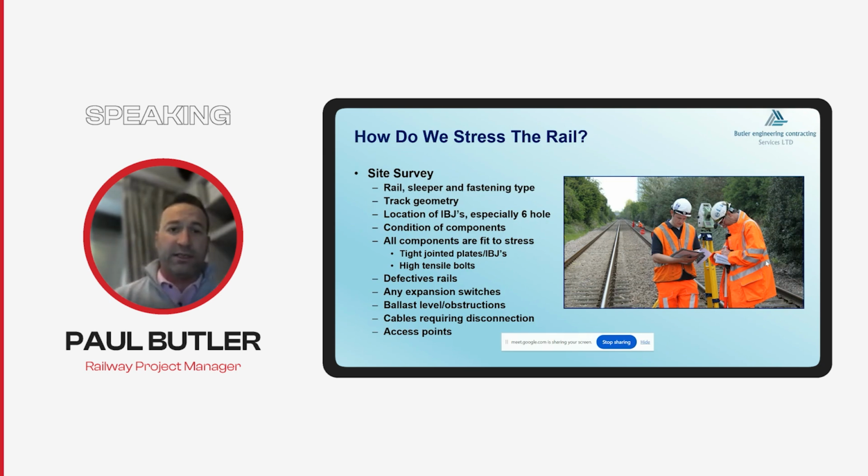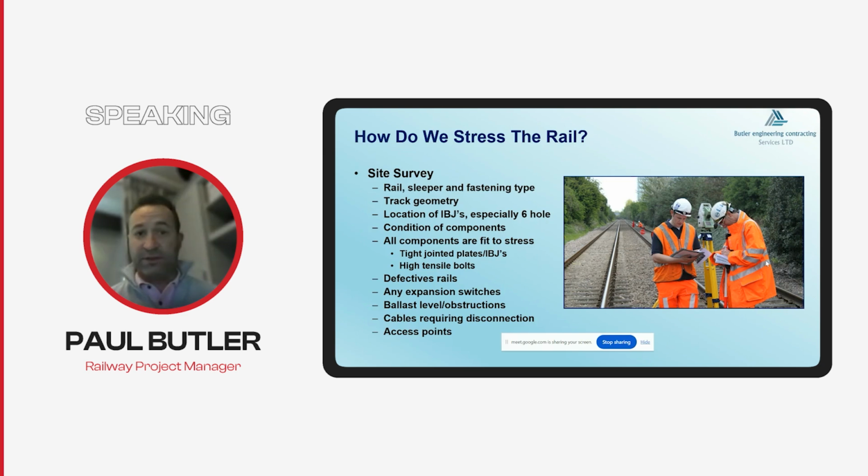The location of any IBJs, especially 6 holes that we have in the UK, because these are obviously linked to signalling equipment. Condition of the components. Is the track fit for stressing? Will the keys come out? Are any of the sleepers collapsed? Is it voiding? All sorts of things like this.